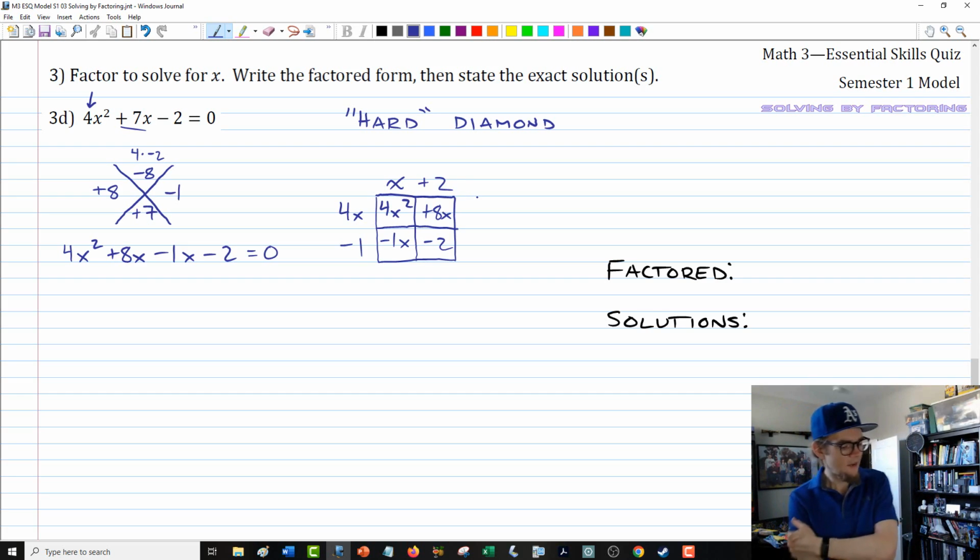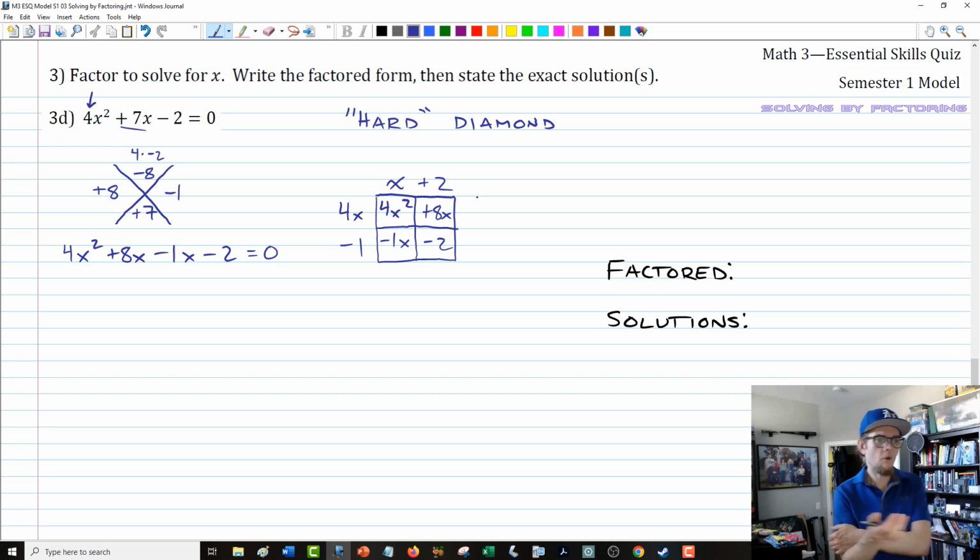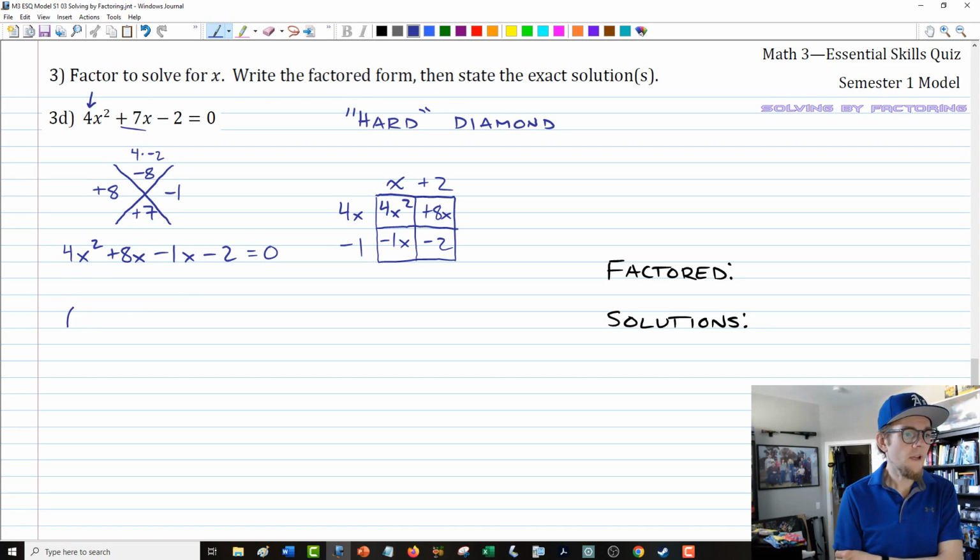So basically, we have our values here for our factors that make up and comprise 4x squared plus 7x minus 2. So in other words, we now have factored it: 4x minus 1 times x plus 2. And this whole thing is equal to 0. So good news for us, we got that. We can put the factored form down here on our answer sheet.